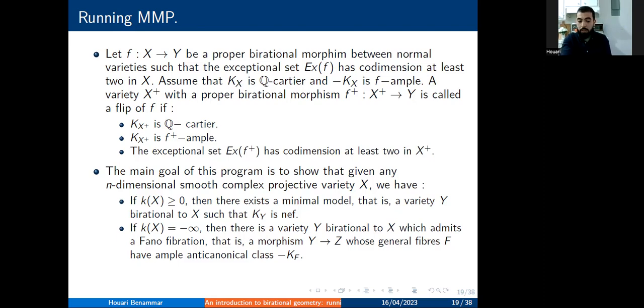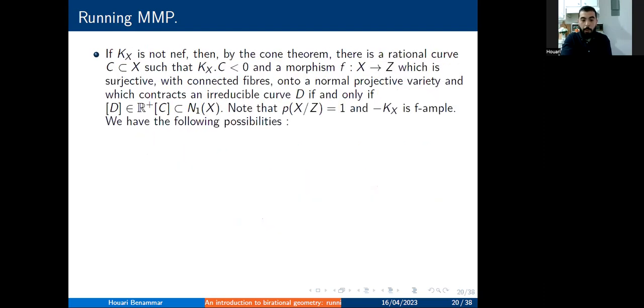We remember that in the surface case, when the Kodaira dimension is minus infinity, the surfaces are always ruled. So this is what we hope here.